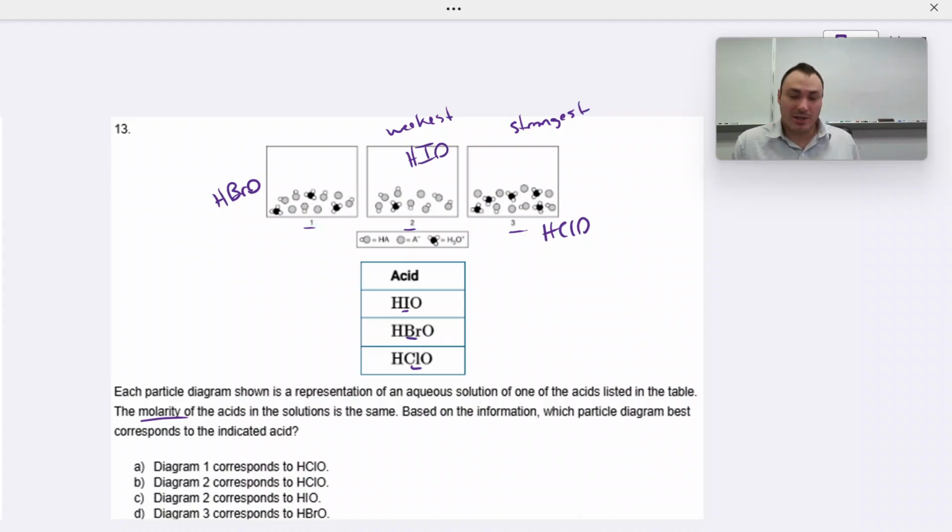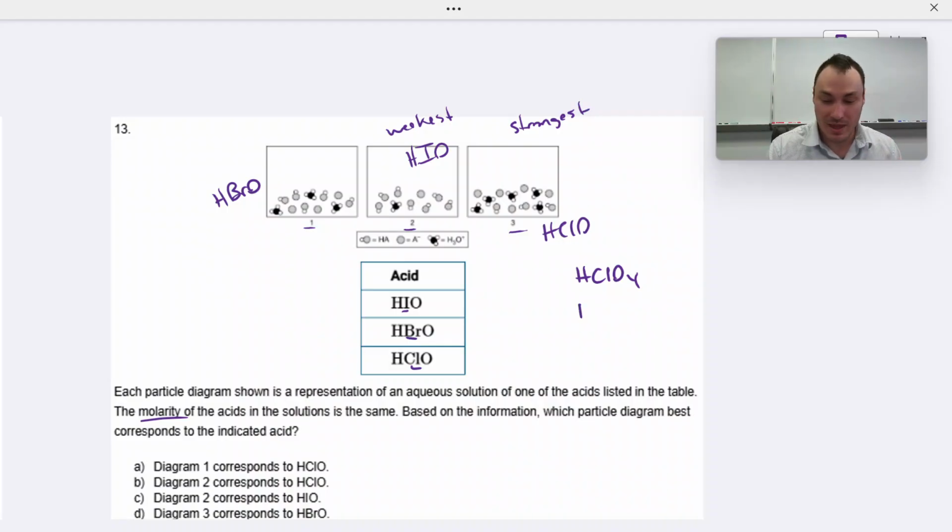For this, I also like to do what I call the perchloric acid test. Listen, it can be hard to remember the rules for comparing strengths of oxyacids. So what I like to do is always think about perchloric acid. I know that perchloric acid is a strong acid. That is one of the 6 strong acids.